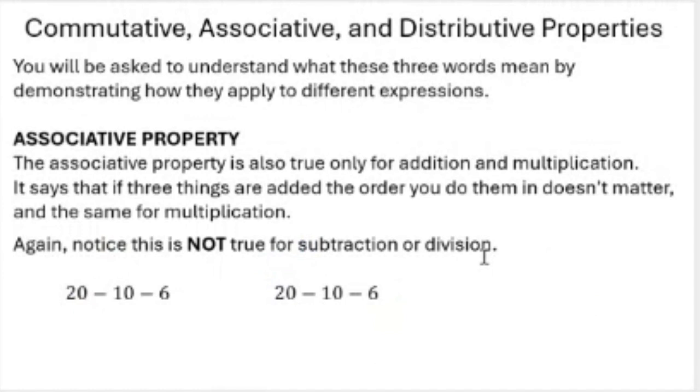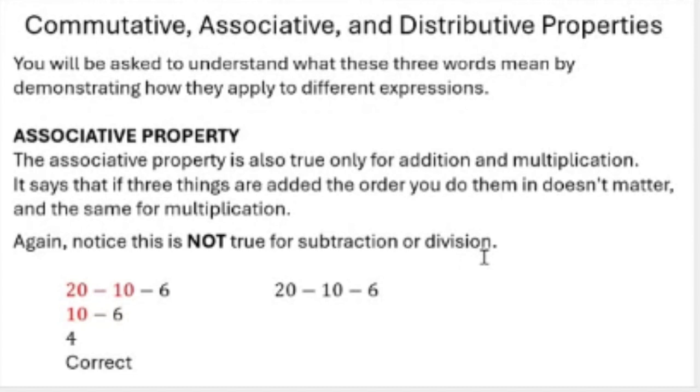And again, we want to notice this does not work for subtraction or division. So here's an example with subtraction: 20 minus 10 minus 6. Here's the correct way to do it: 20 minus 10 is 10, minus 6 is 4. You cannot say, oh, I'm going to do the 10 minus 6 first and get 4. Incorrect, like that.